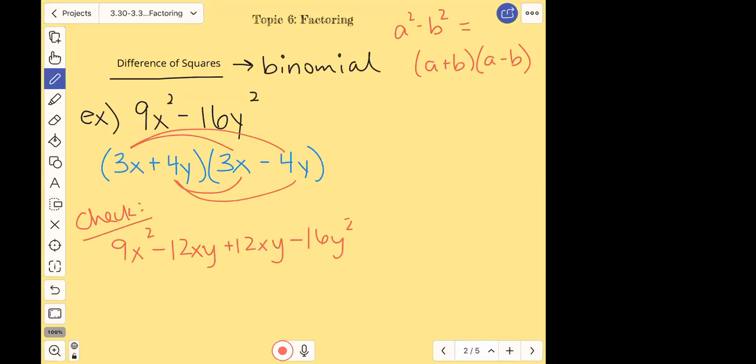The middle two terms, the O and the I of FOIL, will end up canceling out. So you're just left with your original. So that's why one has to be plus and one has to be minus. So the inside terms will cancel.